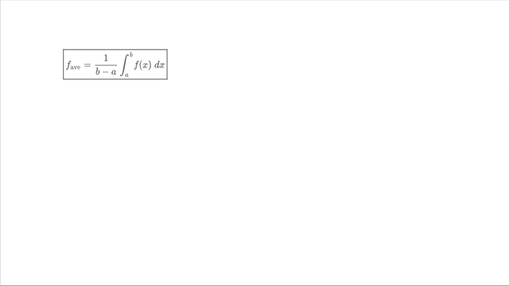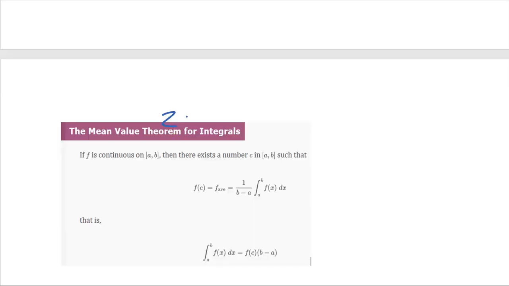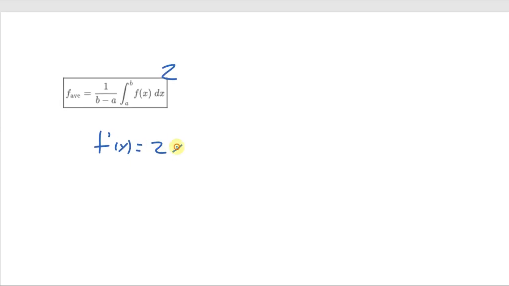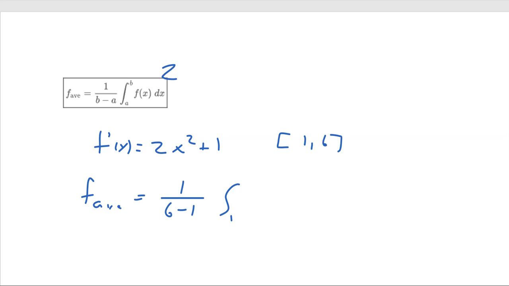So let's just say that we have the function f of x equals 2x squared plus 1. We want to find the average on the interval from 1 to 6. So easily enough, our average is just going to be 1 over 6 minus 1 times the integral from 1 to 6 of 2x squared plus 1 dx.